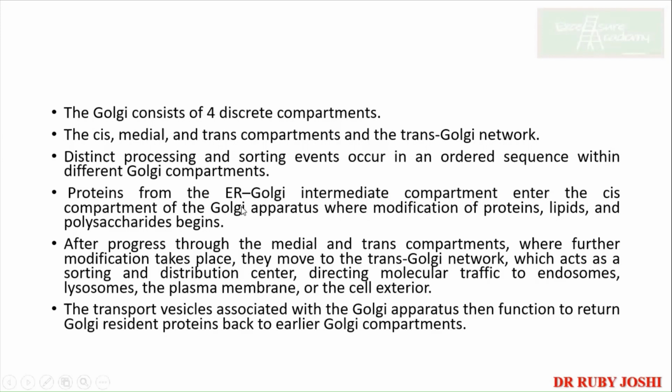So proteins from the ER-Golgi intermediate compartment enter the cis compartment of the Golgi apparatus, where modification of proteins, lipids, and polysaccharides begins. After processing through the medial and the trans compartments, where further modification takes place, they move to the trans-Golgi network, which is meant to distribute to the different organelles.